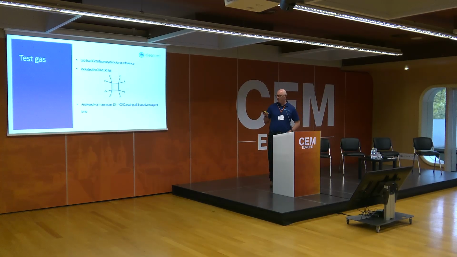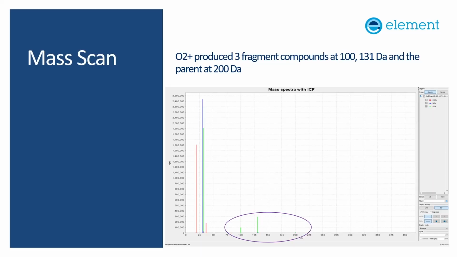And we used the range that the SIFT can look at, which is 15 to 400 Dalton, and we used all 3 positive reagent ions that we have on our instrument, just to see what we'd get from that. So it does show some limitations, that once you get above 400 Dalton, we may not be able to use it for all the PFAS compounds out there. So it probably isn't a surprise that I'm stood here talking about this, that it worked.